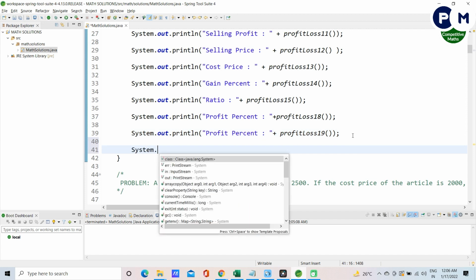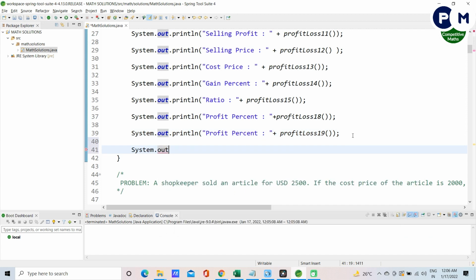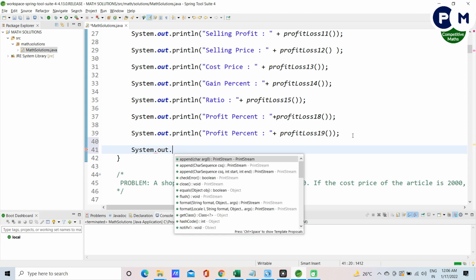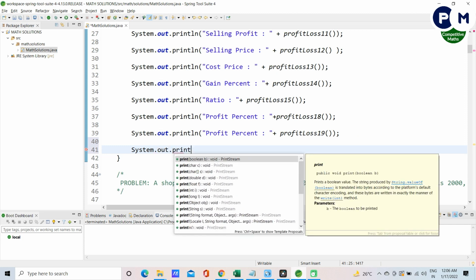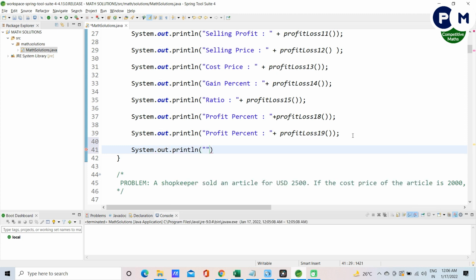Next, the cost price is calculated as 100 divided by (100 minus loss) multiplied by selling price. The last step is to return the cost price. Here I am printing the cost price by calling the profit-loss method.